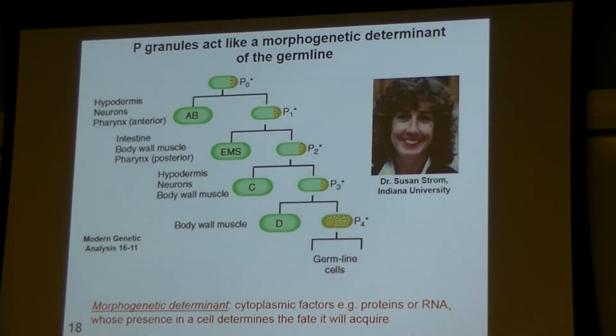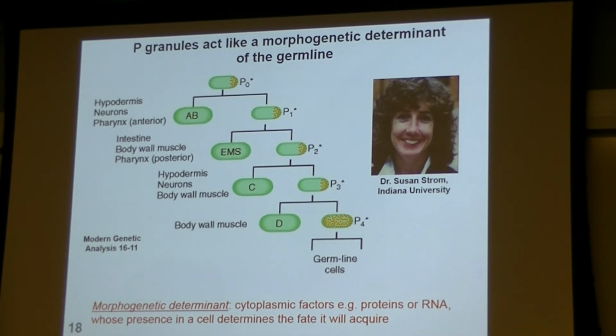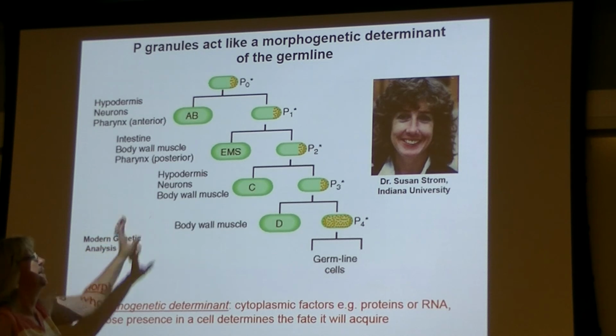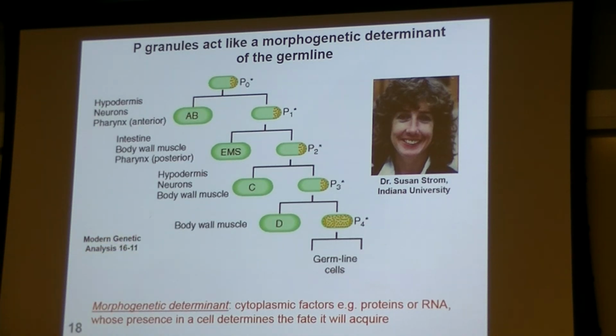So these P granules, we can call them a morphogenetic determinant. And Susan Strome's lab is the lab that found that antibody. And here you can see the lineage for early C. elegans, that is the pattern of cell division giving rise to these P4 germline cells. And every time, one of the daughter cells does not inherit those P granules, and they give rise to a variety of different cell fates, and then finally P4 becomes the germline.